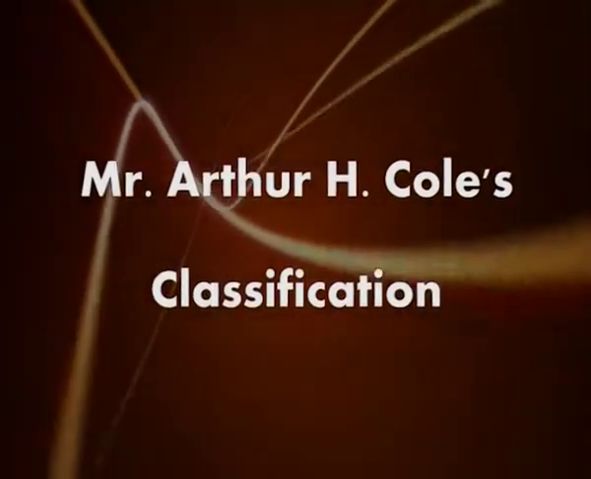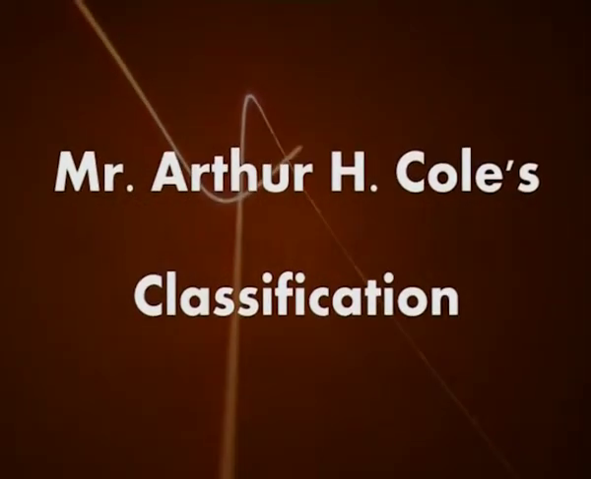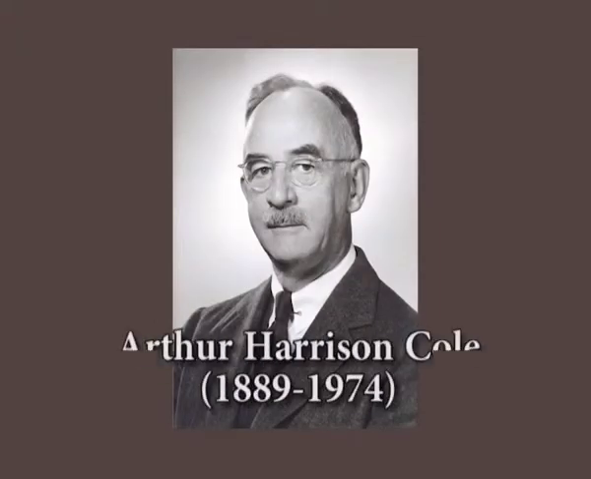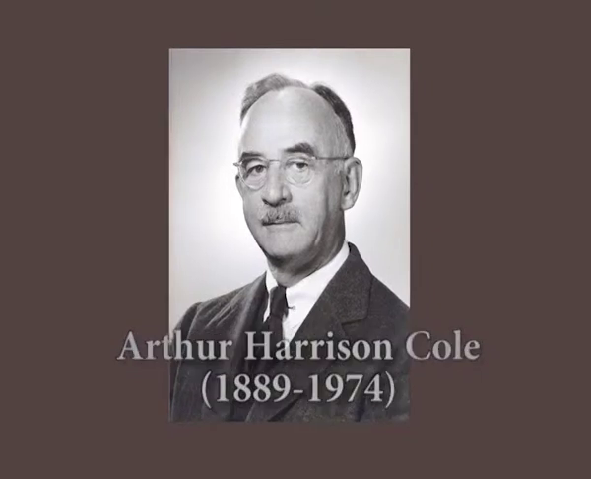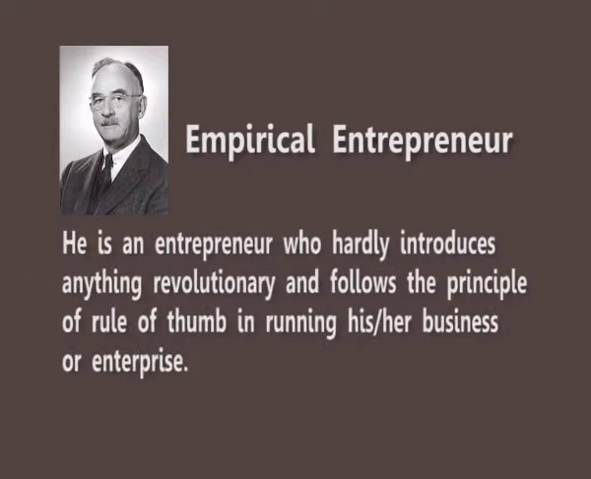Next is Mr. Arthur Heiskold's classification. Mr. Arthur Heiskold classifies entrepreneurs into three types. The first one is empirical entrepreneurs. He is an entrepreneur who hardly introduces anything revolutionary and follows the principle of rule of thumb in running his or her business or enterprise.